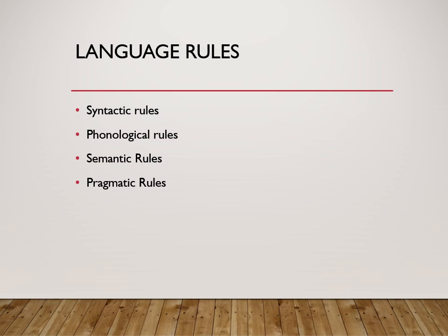Semantic rules govern the meaning of language as opposed to its structure. So semantic rules help us understand the meaning of individual words and what it is exactly that they mean. Pragmatic rules tell us what uses and interpretations of a message are appropriate in a given context. For example, all capital letters in the online context means that you're shouting.